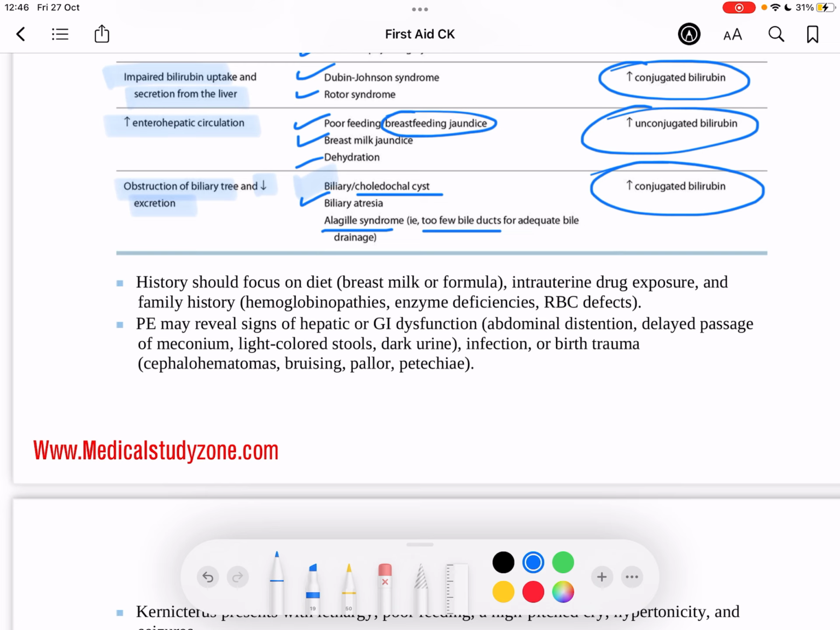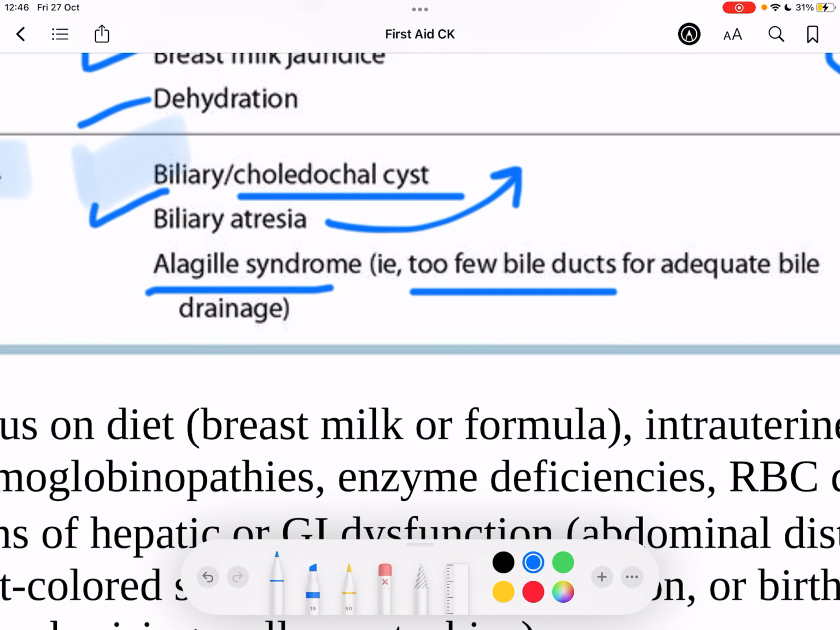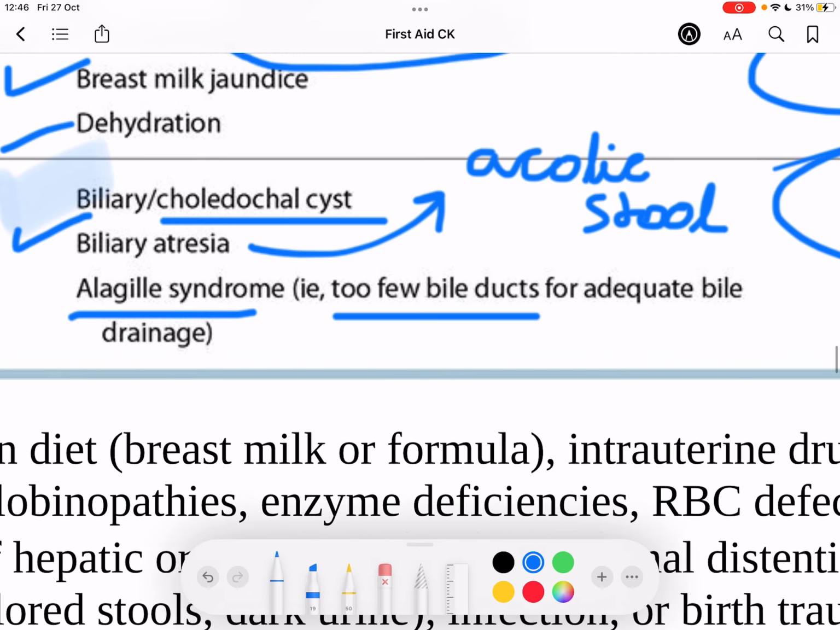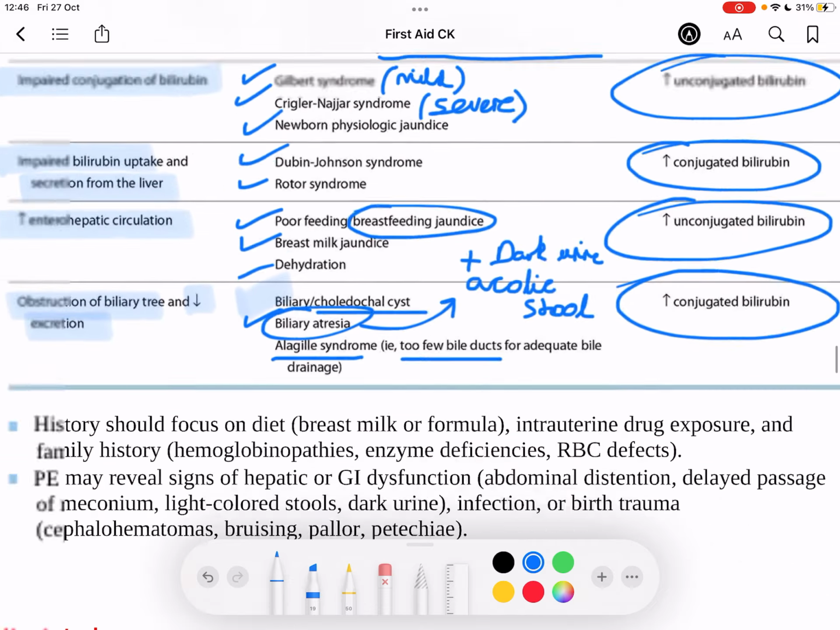Also, something to note, if we have things like biliary atresia, we're also going to have other signs as well related to cholestasis. We're talking about acholic stool, okay? That means pale stool, so the stool will be white, and maybe dark urine as well, okay? Dark urine. So in these kinds of patients, we will see other signs as well. We're going to see signs of cholestasis.